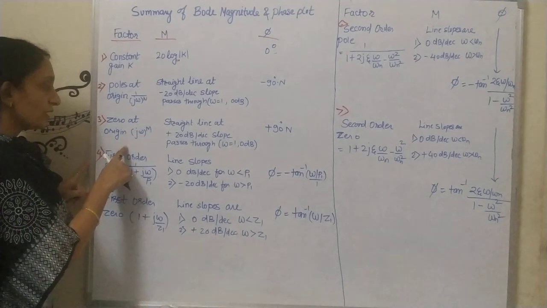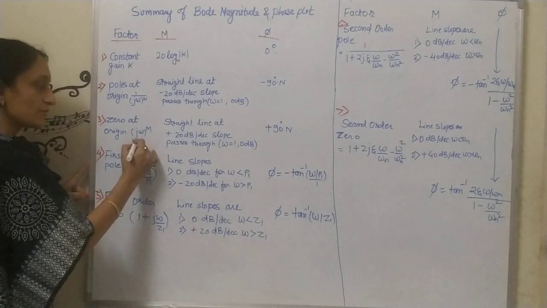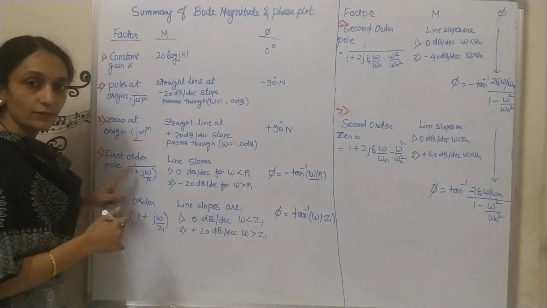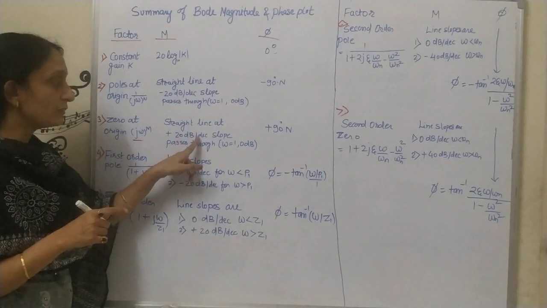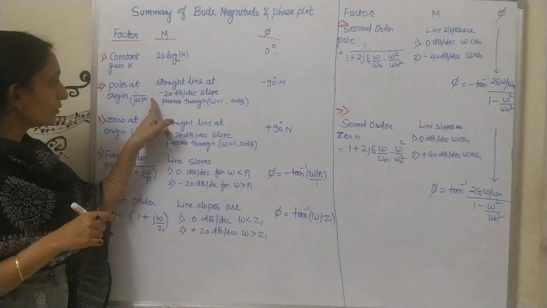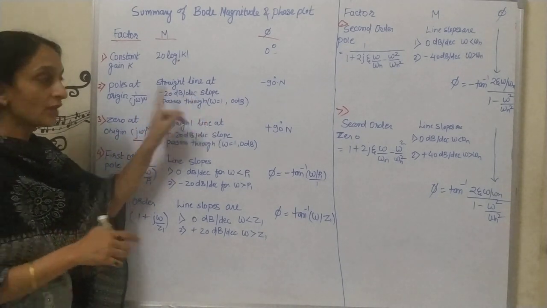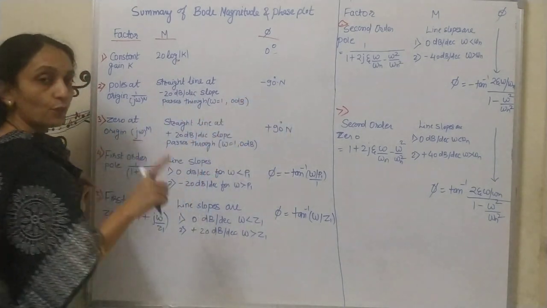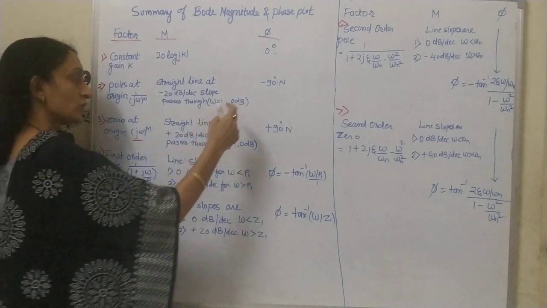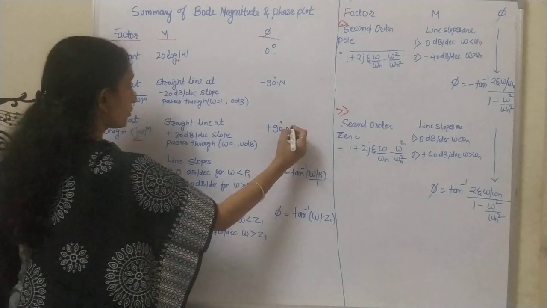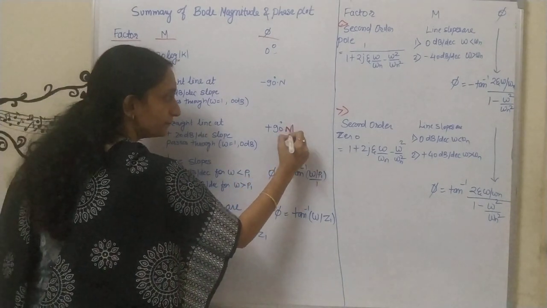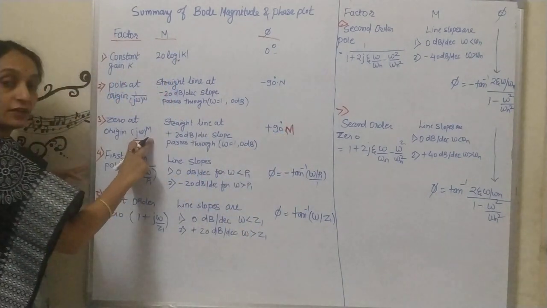Then next, zero at origin, so again I have taken the generalized form, j omega raised to power m. For one zero it will contribute a line slope of plus 20 dB per decade. Look at this. For a pole it is minus 20 dB per decade. Angle is minus 90 into n. One pole will contribute minus 90, so it will always be multiplied with the number of poles. Here it is multiplied with the number of zeros, so I should write here m, because here I have taken m.